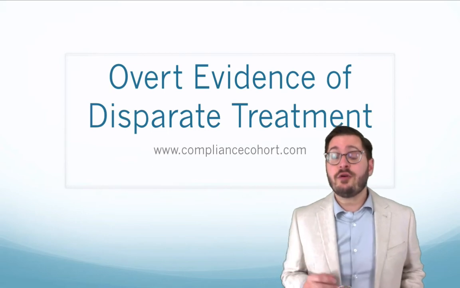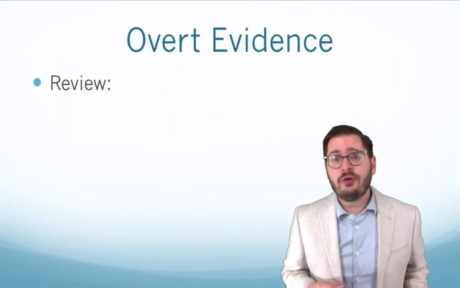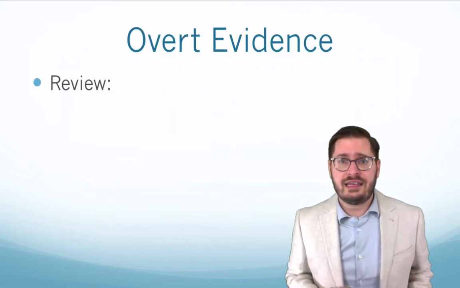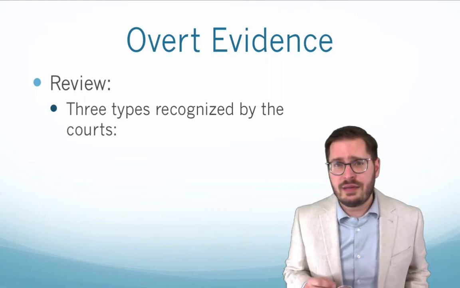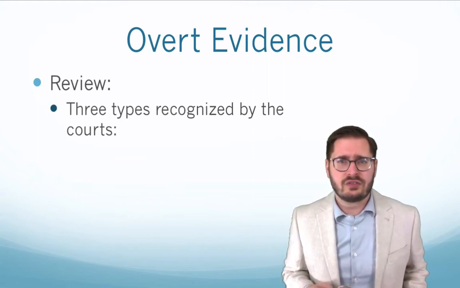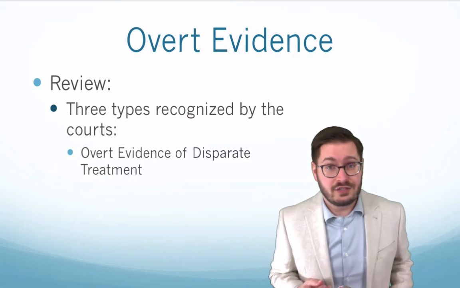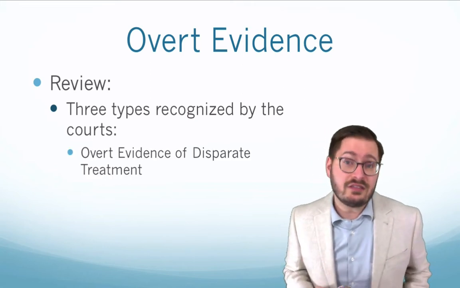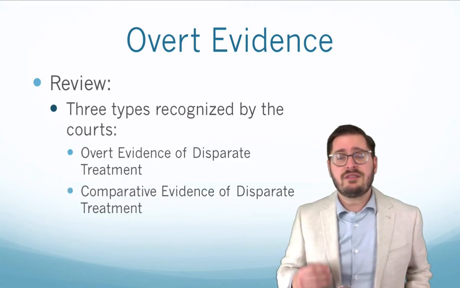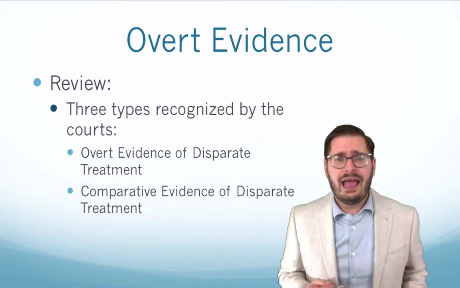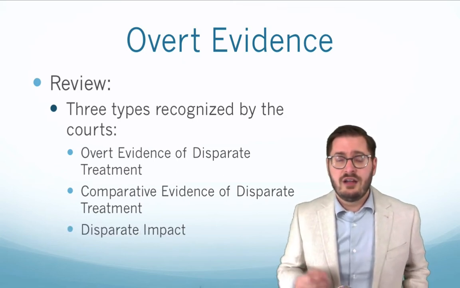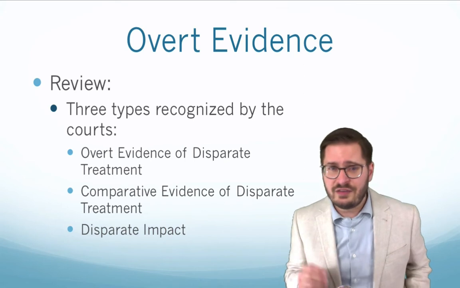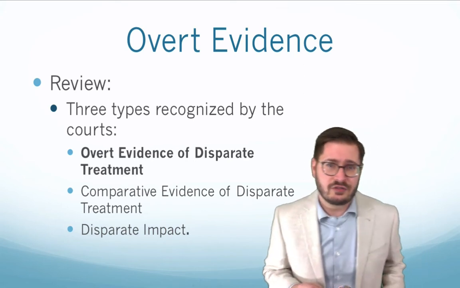Today's topic is overt evidence of disparate treatment. We're currently going through a series on fair lending, and we're looking at the three types of discrimination recognized by the courts. The first type is overt evidence of disparate treatment. The second type is comparative evidence of disparate treatment, and the third type is disparate impact. And of course, today's topic of this video is overt evidence of disparate treatment.